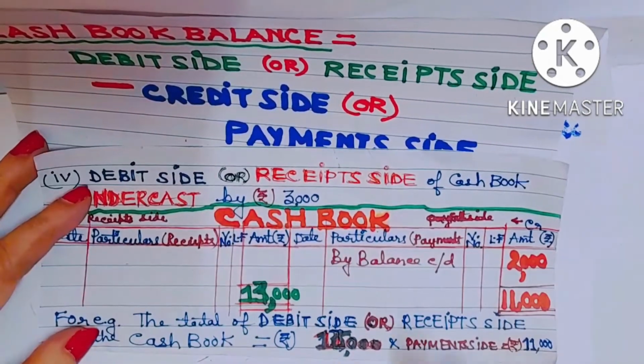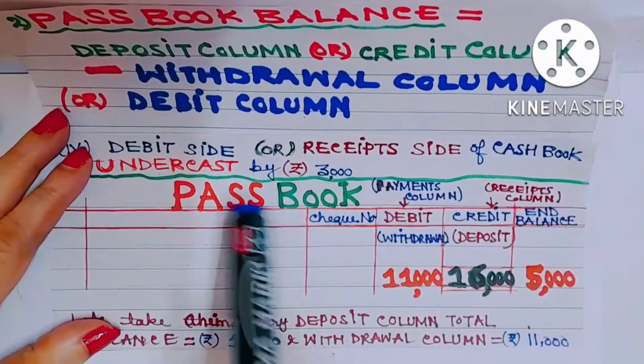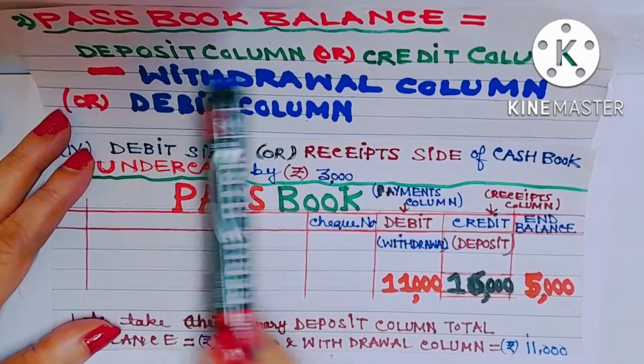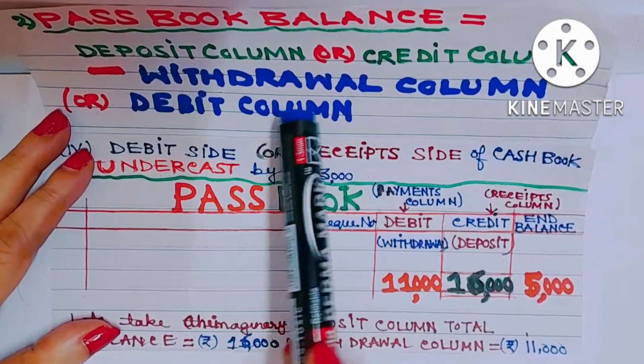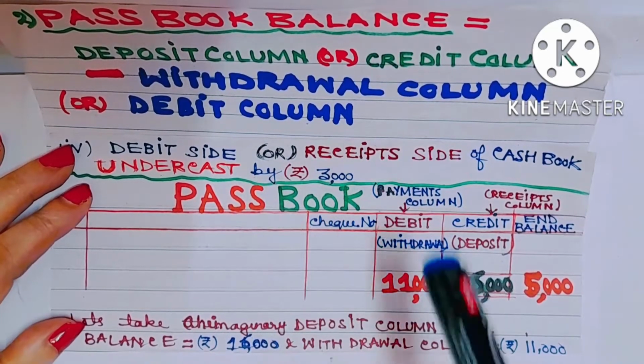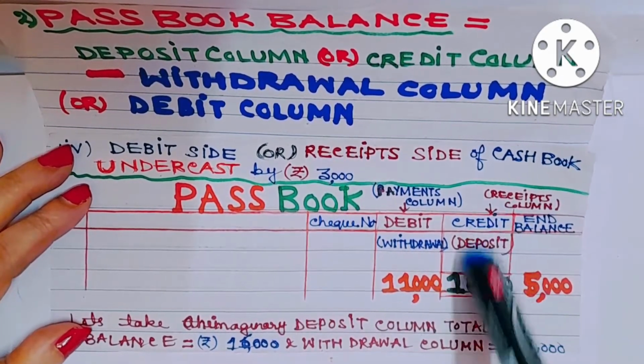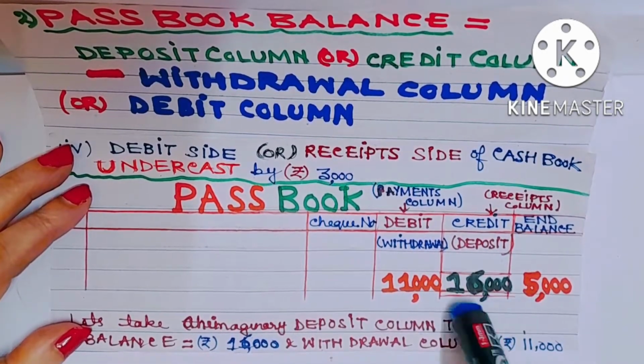Now let's see the passbook balance. What is the formula of passbook balance? Passbook balance is equal to deposit column or credit column minus withdrawal column or debit column. So what is the total of deposit column of passbook? See, deposit column or credit column 16,000, which is correct.